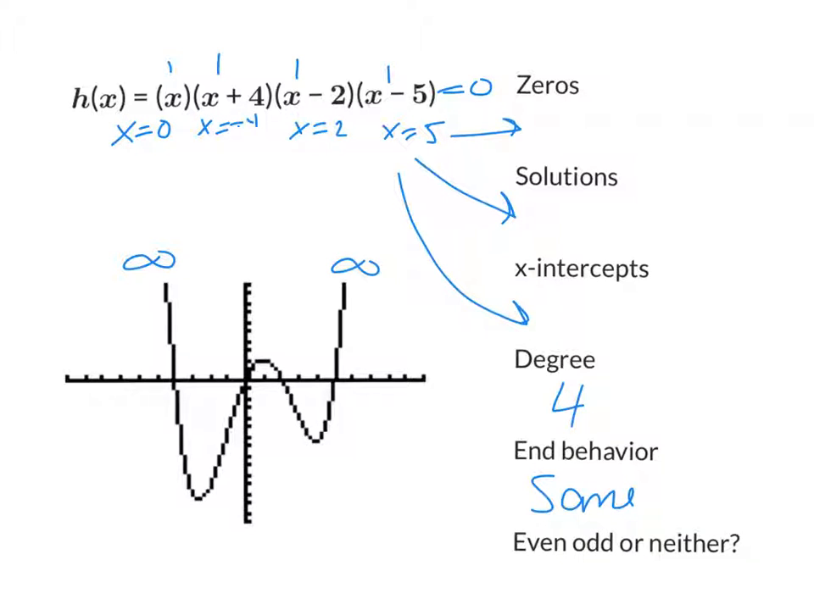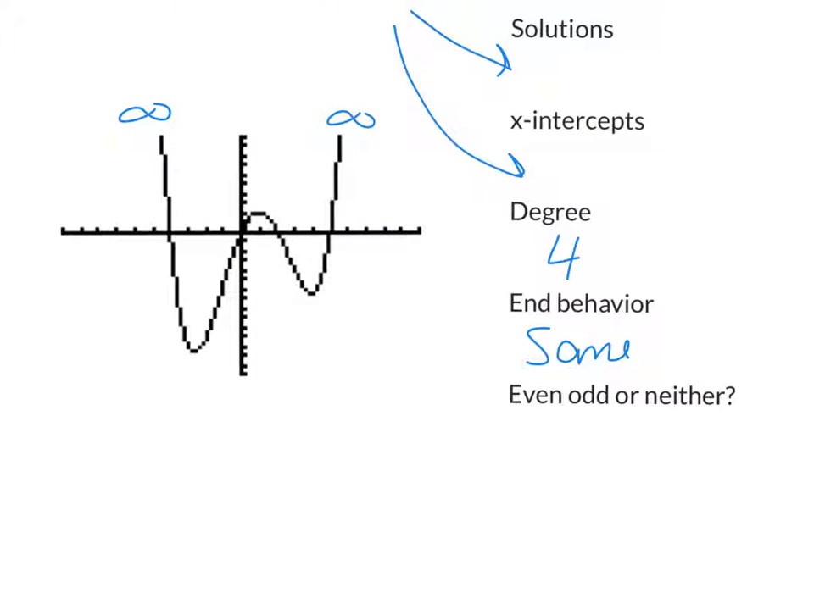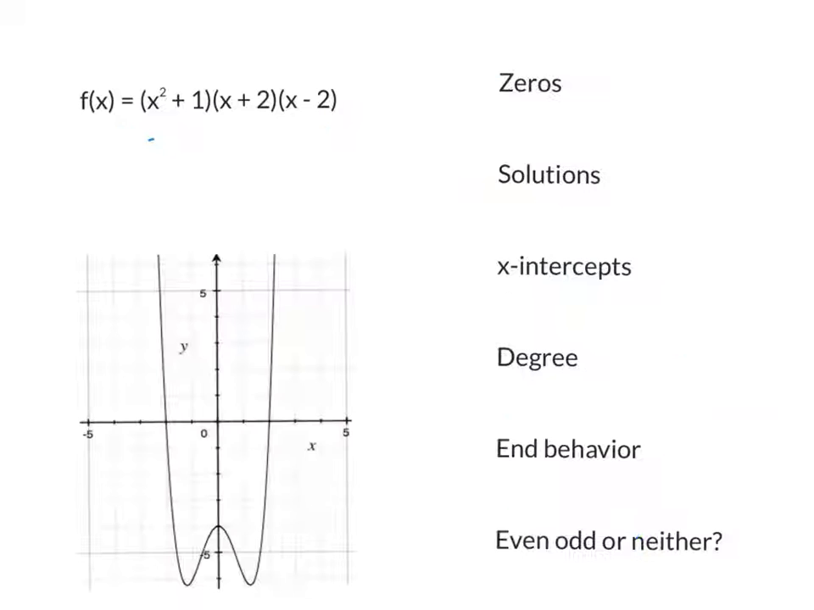Now for this one, is this function even, odd, or neither? Now because it has an even degree, the only one that really could be is even. And like I said, could. If you look at the graph, it does not have symmetry over the y because this point would have to be right there. So it's still considered neither because it lacks symmetry.